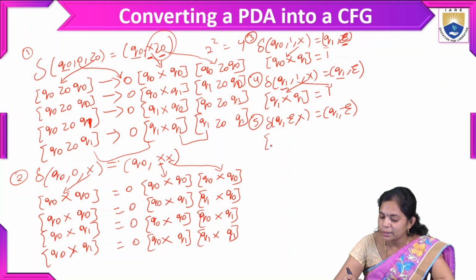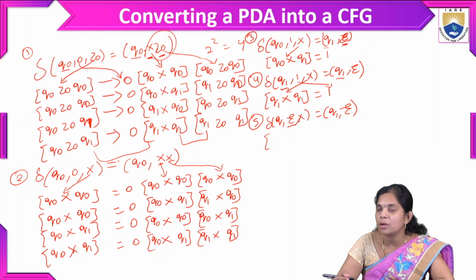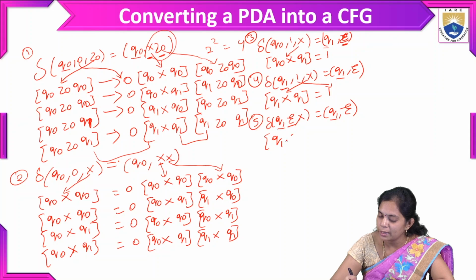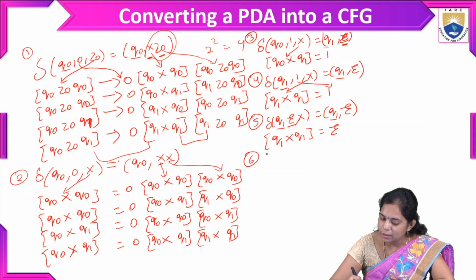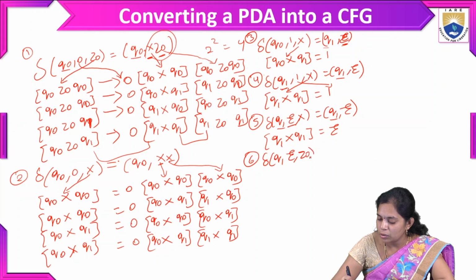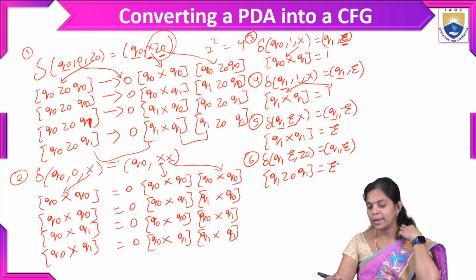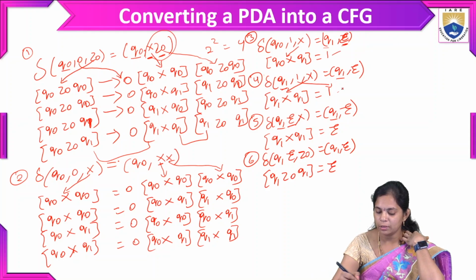So here, how to write? The input value is also epsilon. So the present and next states are the same, so x Q1 is equal to epsilon also. And the sixth one is Q1 epsilon Z0. Same thing, with the top of the stack symbol being Z0. So Z0 Q1 comma epsilon. So for Q1 Z0 Q1 also epsilon. So these are the values we already have for the equation.